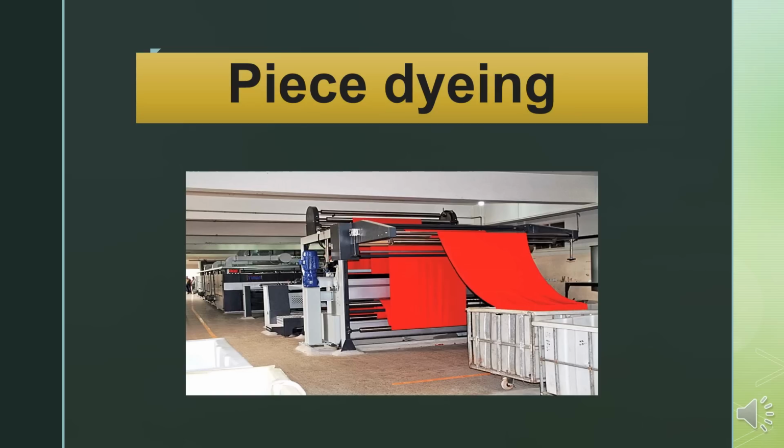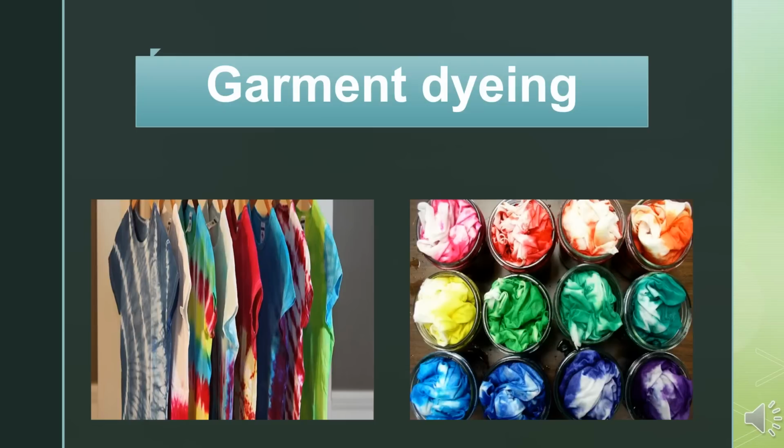Piece dyeing. In piece dyeing, the dyeing takes place after producing fabrics with undyed yarns. Most of the solid dyed fabrics are dyed with the piece dyeing method, and the materials are also called piece dyed. Garment dyeing. In garment dyeing, the garments are constructed of undyed, but ready for dyeing, fabrics.